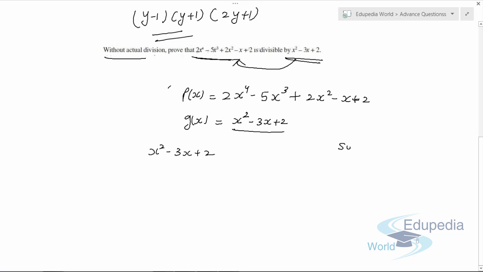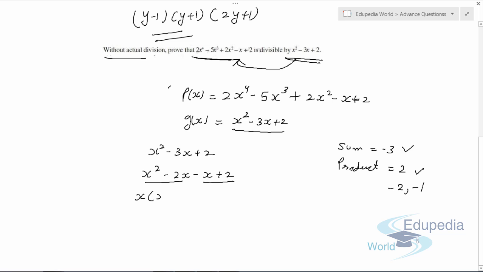Here the sum is minus 3 and the product is 2. So how can you break it? You can write it as minus 2 minus 1. Why? Because minus 2 into minus 1 gives product 2, and minus 2 plus minus 1 gives minus 3. So we can write like this. Then we can make pairs. At the end we can take common out. Here we can take minus 1 common out.